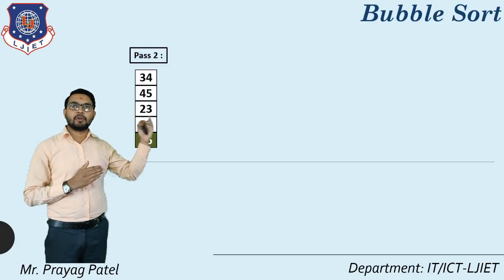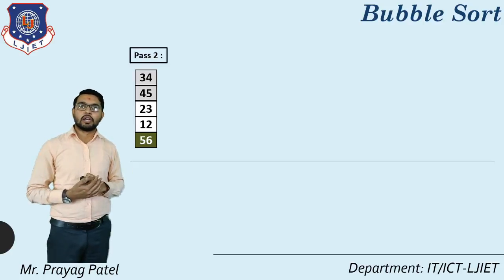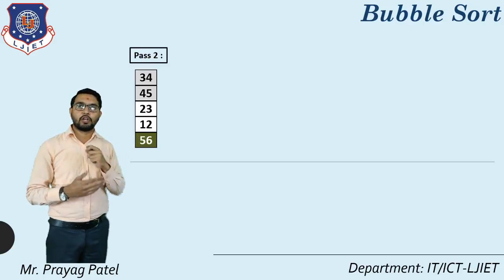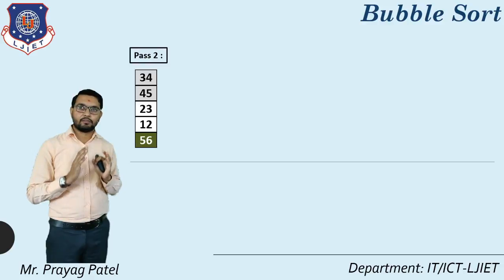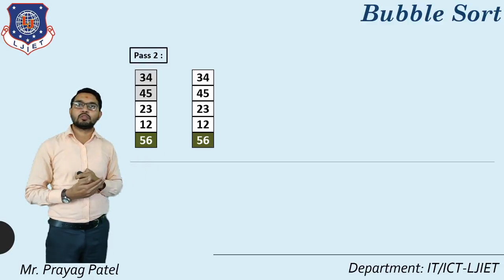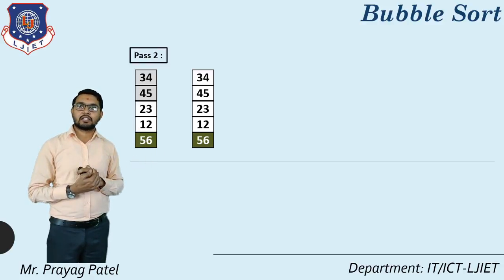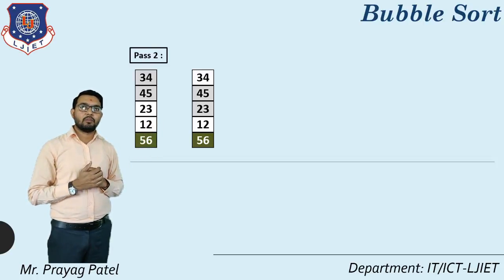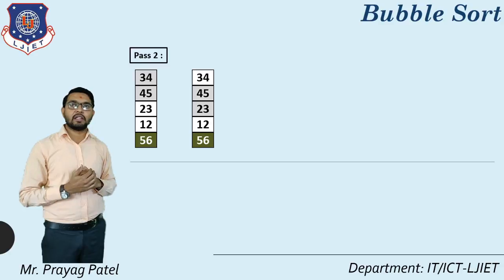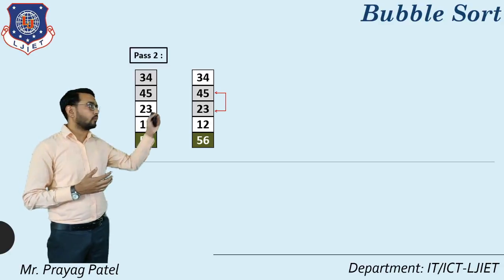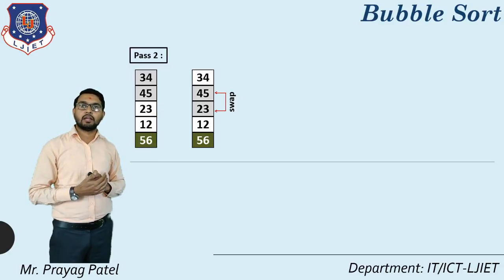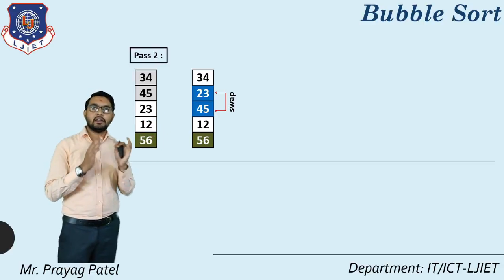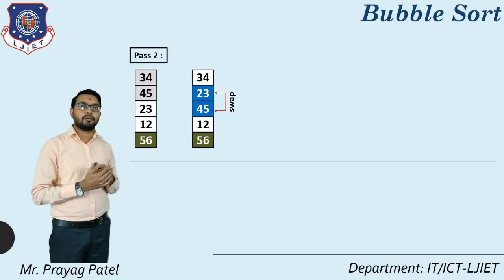So first compare the first element and second element. So here consider the 34 compared with 45. But this order is proper, so no need to swap these two elements. Now consider the next two locations as 45 and 23. Compare these two elements. 45 is greater than 23. Yes. Then swap these two elements, and the resultant array is first 23, then 45.